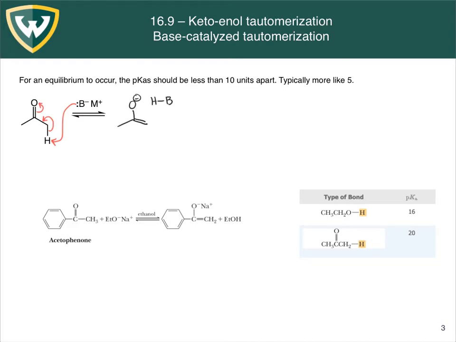So we form the enolate, and then we also form a protonated base. So this is the conjugate acid of the base that I had been mentioning. And now we take our lone pair and we protonate to form the enol.